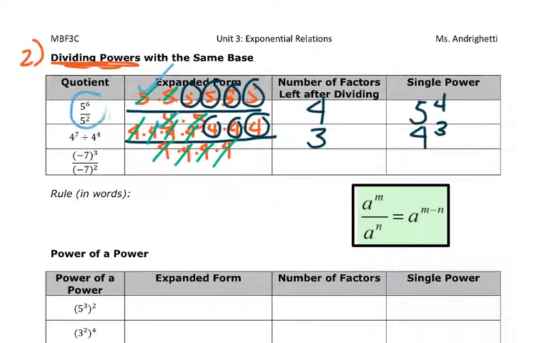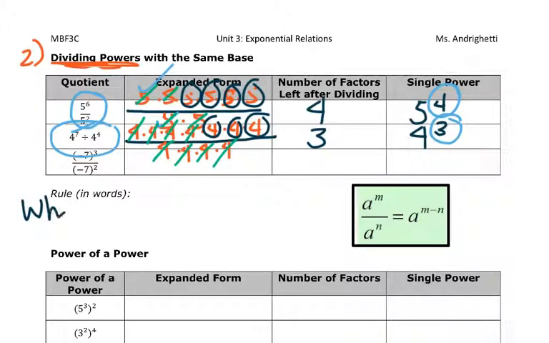Well, we started with 5 to the power of 6 over 5 to the power of 2 and ended with 5 to the power of 4. So we just subtracted 6 minus 2 and that made 4. Let's see if it works for the second one. Then we had 4 to the power of 7 divided by 4 and it made 4 to the power of 3. If we did 7 minus 4, that makes 3. We think we found our pattern. So let's write this down.